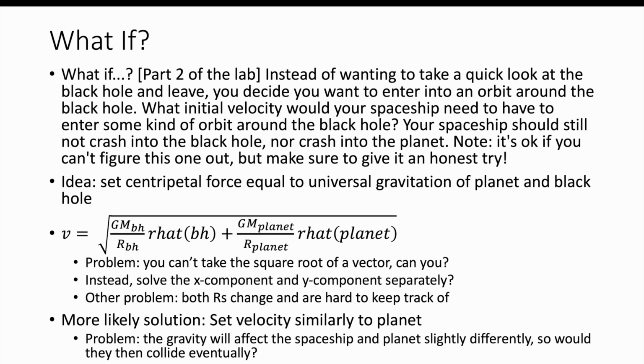So here's the what-if. I'm not really sure how you would go about this because I'm not really sure how to deal with gravitation with three objects, but the idea is to set the centripetal force equal to the universal gravitation between a planet and black hole, so that the planet maintains constant velocity around a black hole, which gives you a force of universal gravitation. And this is really hard for me to calculate because I don't really know how to deal with the gravity of two bodies on one object.